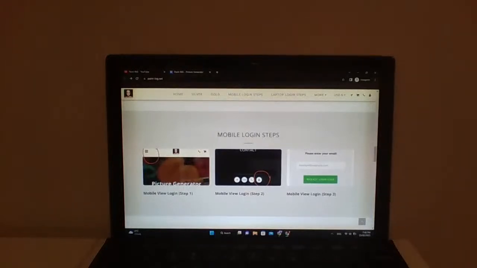Here are the login steps for a mobile phone. The three pictures show the steps to log in. When you open up our app, there are three dashes on the top left corner. When you click onto that and scroll to the bottom, you can see the symbol or little picture of a person. When you click on that, it will direct you to this page, which is the client zone, where you can enter your email address and request a login code.